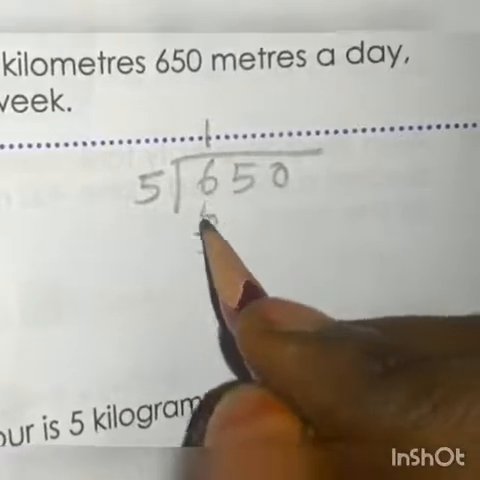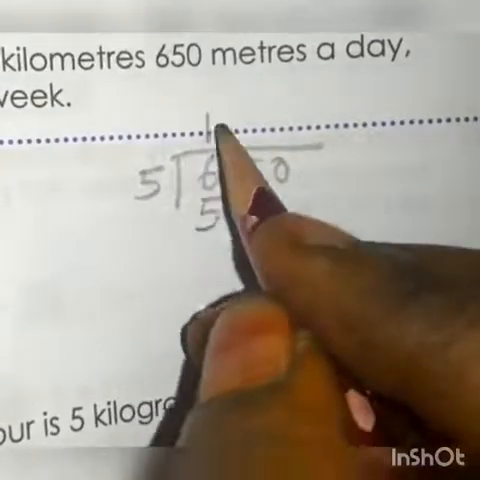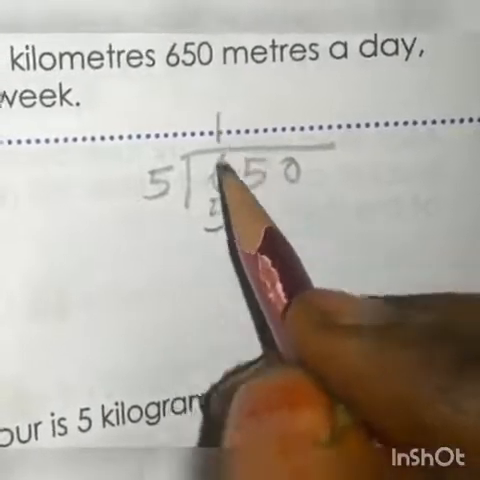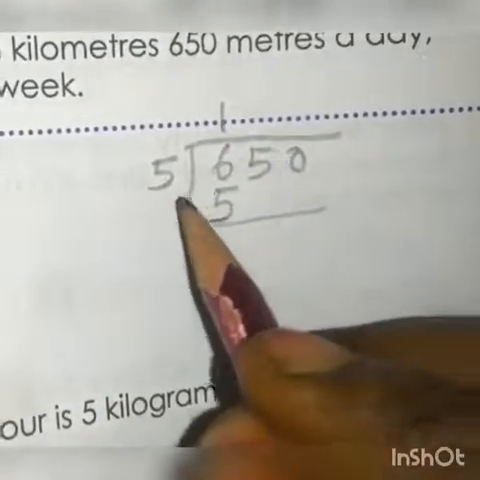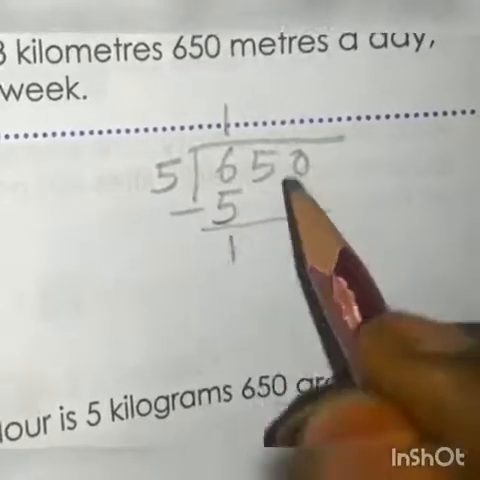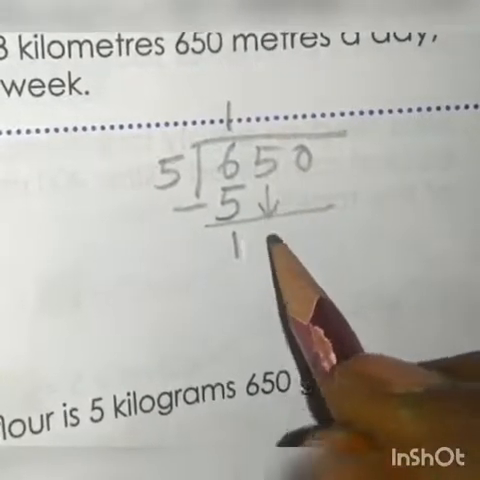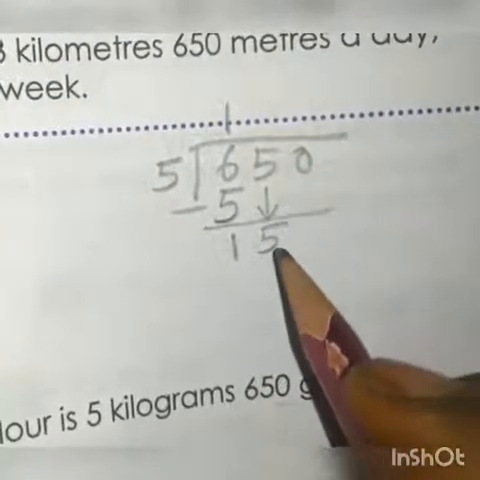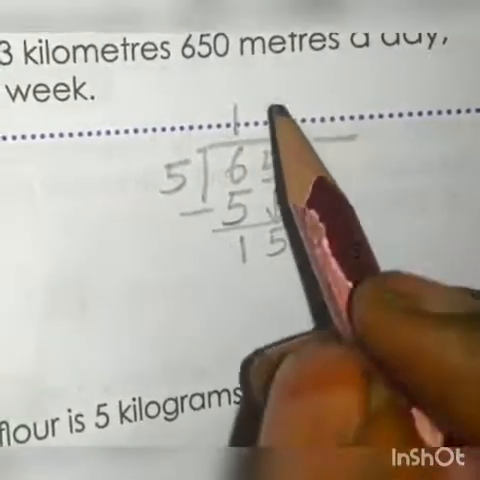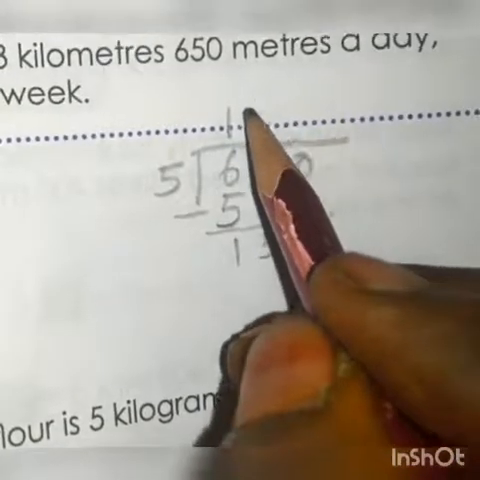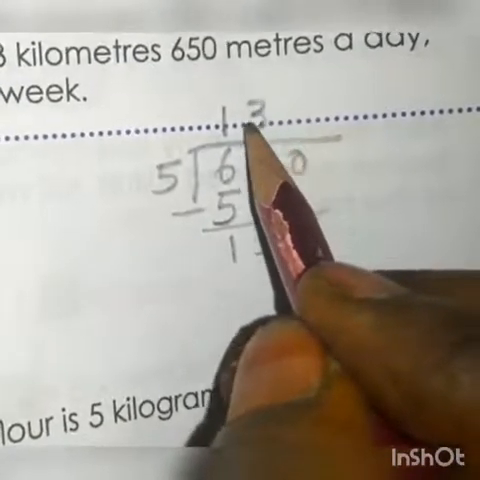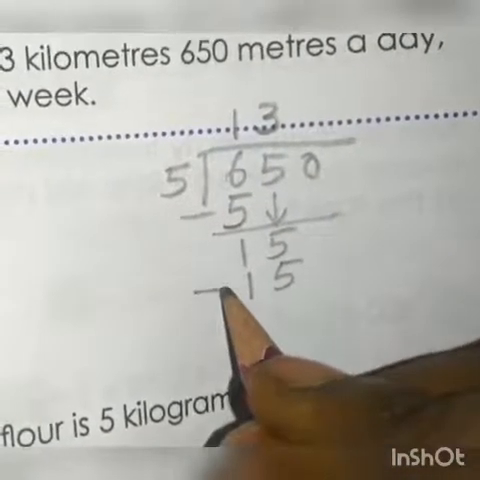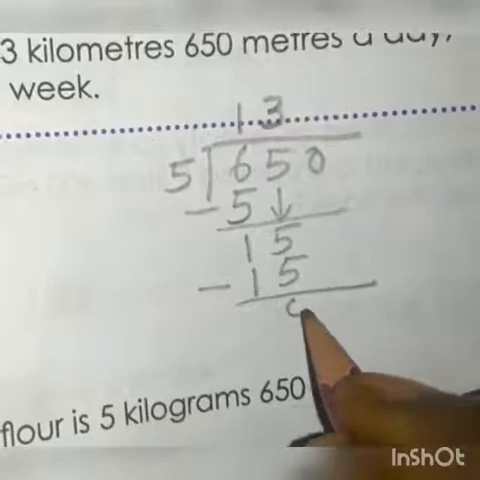1 5 is 5. If you take 2 times, 2 5s are 10. 10 is more than 6, so we should not take 2 times. So 1 5 is 5. Subtract this. 6 minus 5 is 1. Bring down 5. At each time we have to bring down one value from dividend. Next 15 is there. So how many times we will get 15 from 5 table? 3 times. 5 3s are 15. Now we have to subtract this. Then we will get the answer as 0.